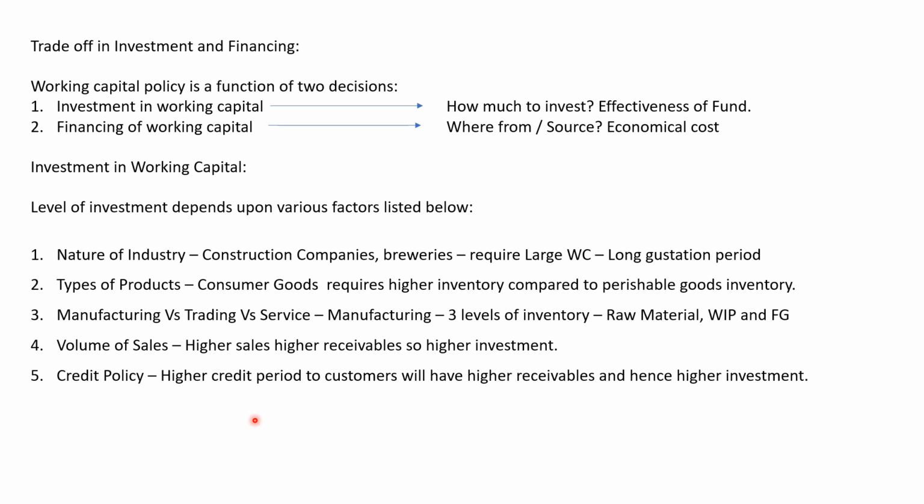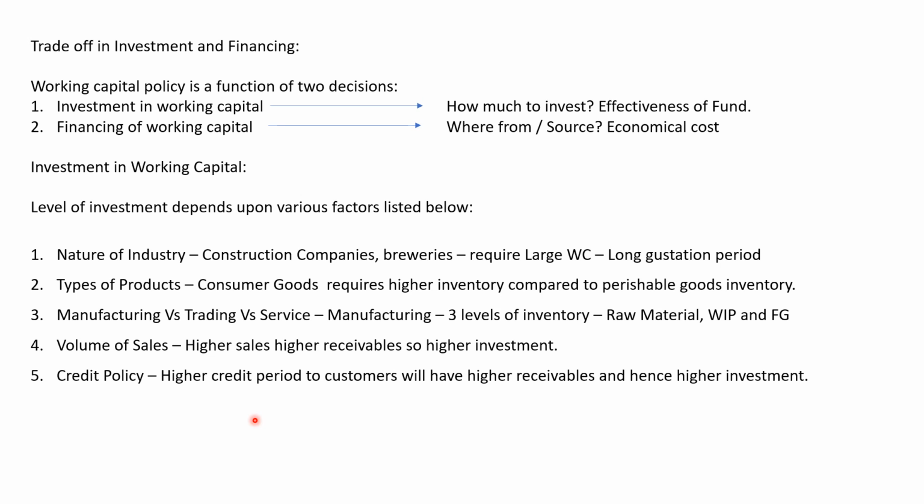Consumer goods will require a high level of inventory because the duration is long, and the number of cycles is also long, so you will require more investment in business. So more working capital will be required. If it is perishable goods, then it is not required because it will be either sold or it has to be sold as fast as possible. So the investment will be less.